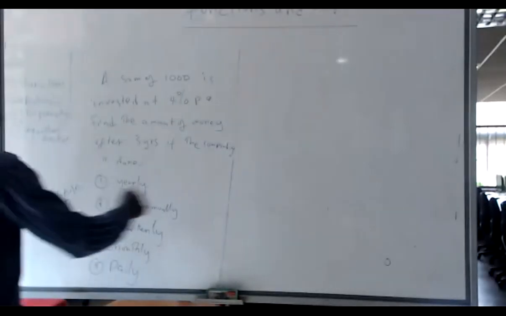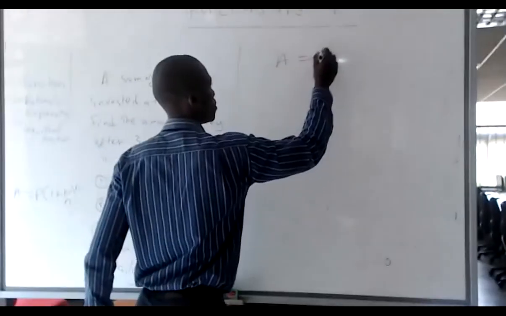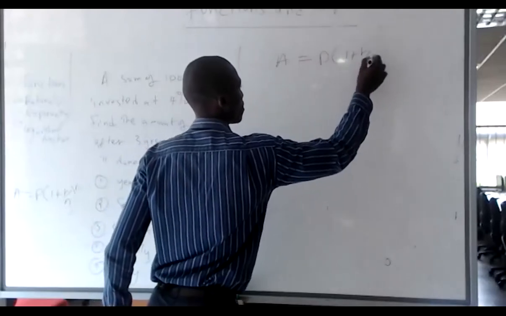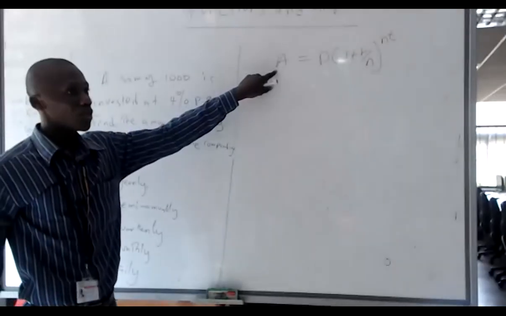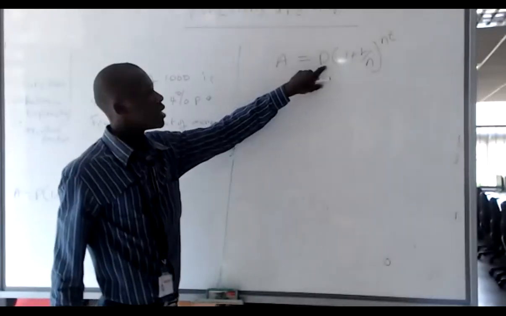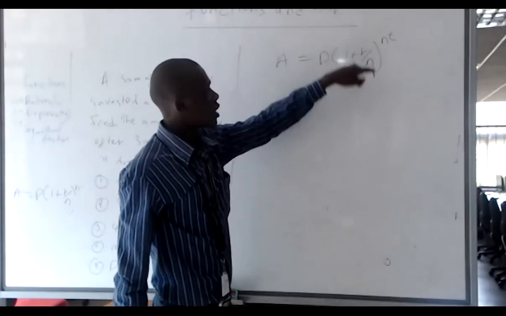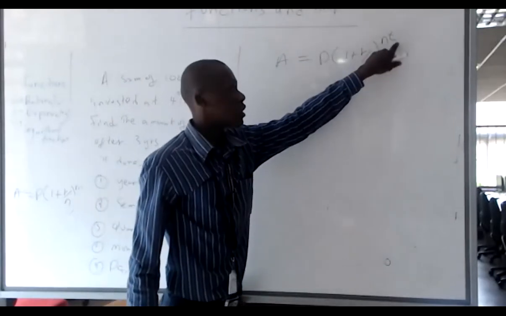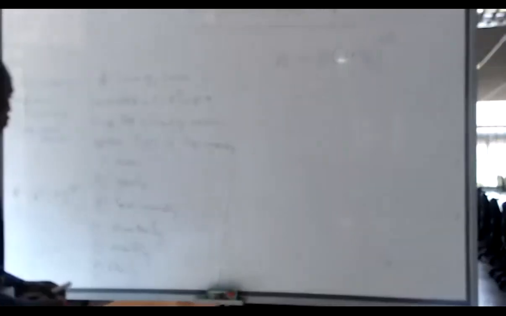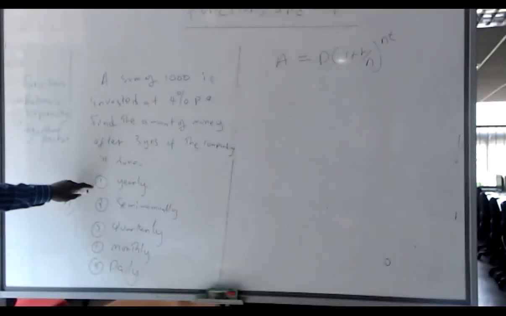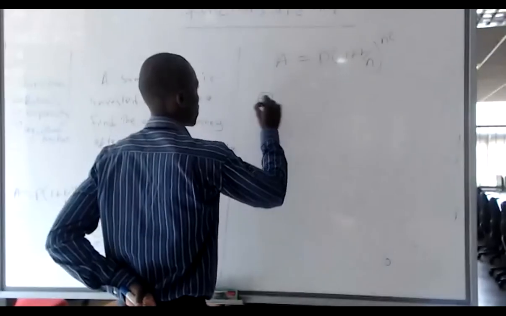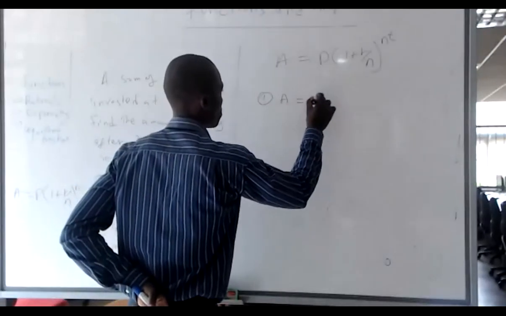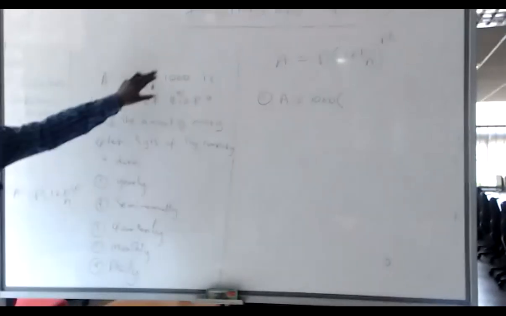The formula we're using is here. A is P times (1 plus R over N) raised to NT, where A is the amount of money at the end of the period, P is the principal amount invested, R is the interest rate, N is the number of periods, T is the number of years. So first is if the amount is compounded per annum, yearly, after every 12 months. The principal is just 1,000. That's the amount of money invested.